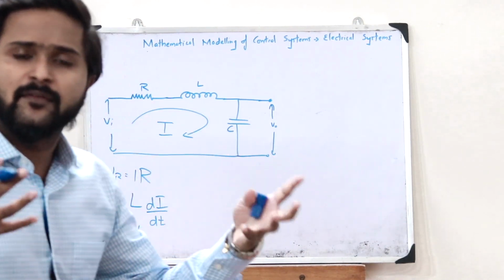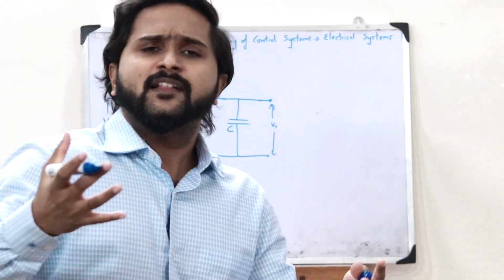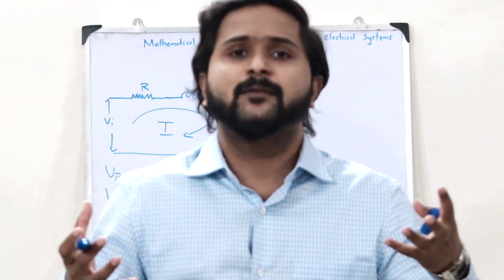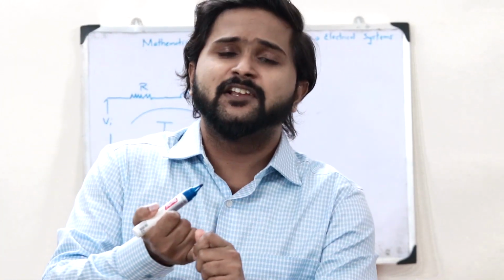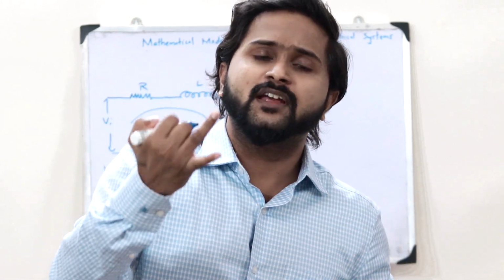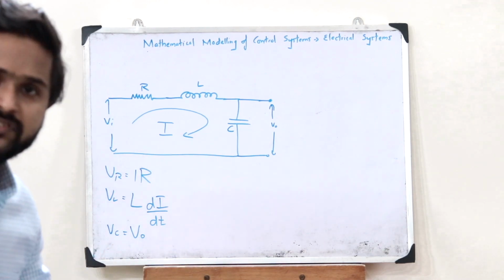So that is the first thing that we have to do when we find the mathematical model of an electrical system. So here there are different ways in which we can find the mathematical model of a control system. First one is the differential equation model, and the second one is a transfer function model. So first let us see the differential equation model.